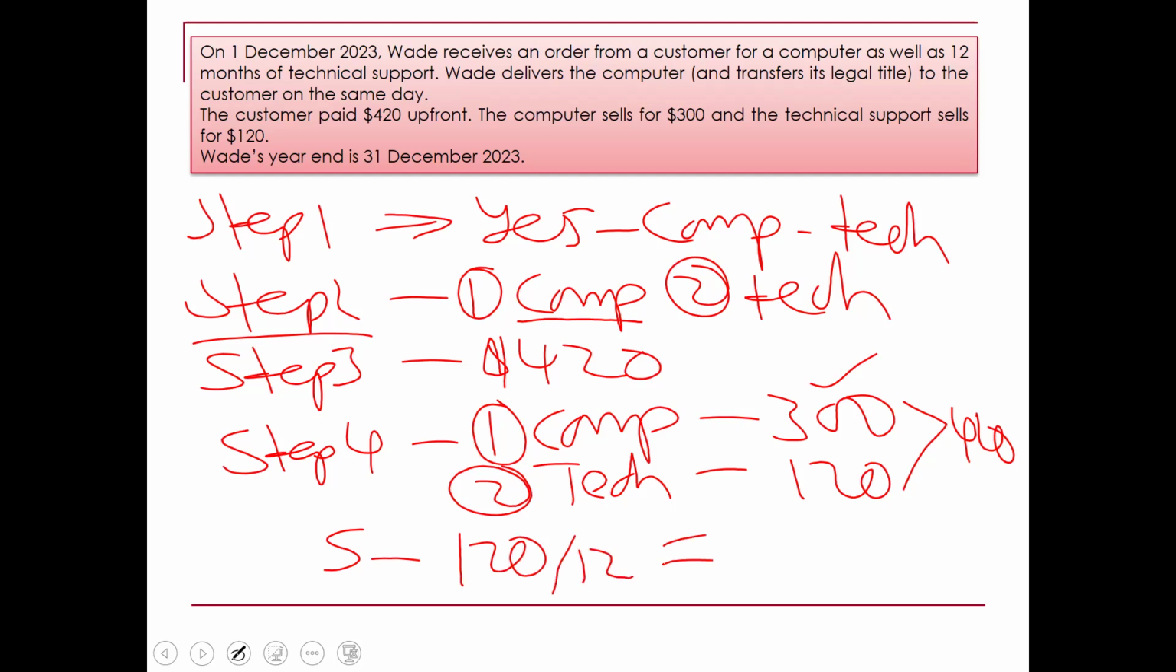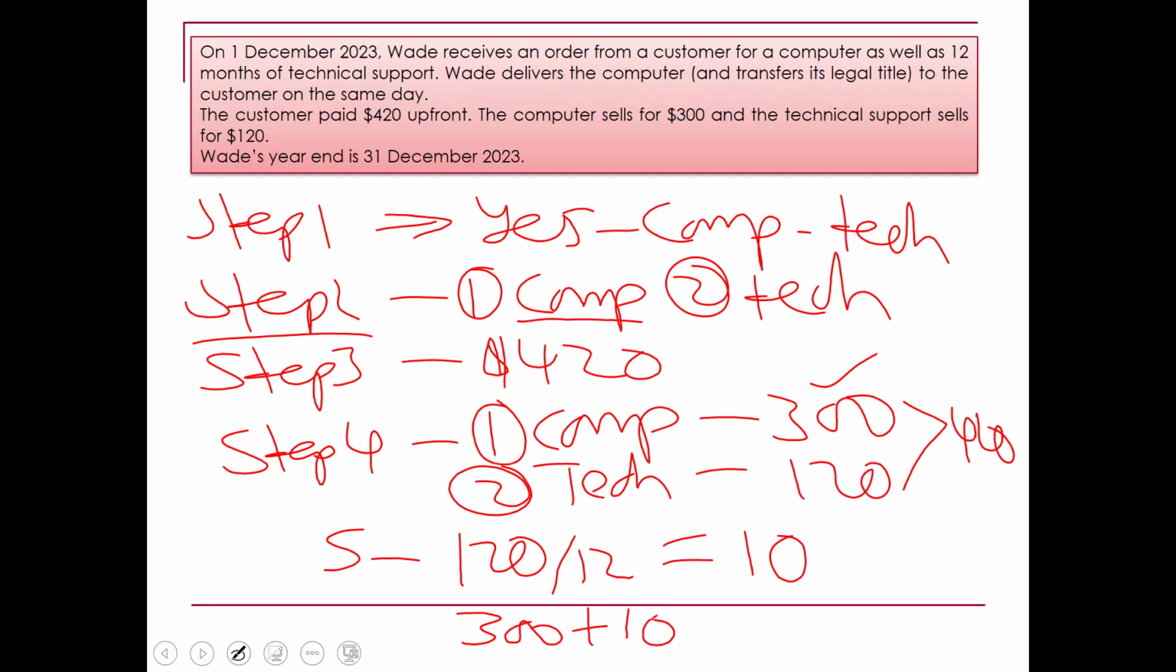Now, since it has been a month since this transaction happened, and this is 31 December, we're basically saying 120 divided by 12 to determine how much we need to recognize as revenue in the current month. So 120 divided by 12 gives us 10, which means the total revenue we need to recognize is the 300, which relates to the computer that we transferred on 1 December, plus the 10, that is the portion of the 120 associated with the technical support we've already provided in the first month.